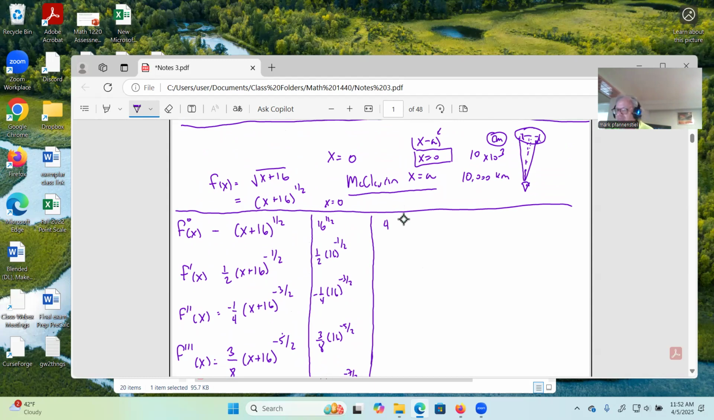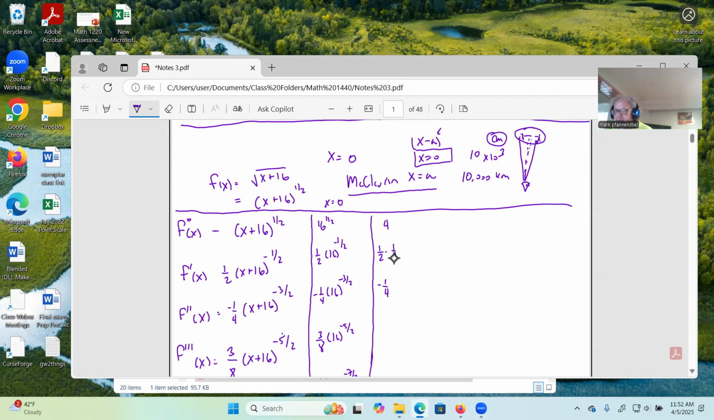We have 1/2 times 16 to the negative 1/2 power. 16 to the negative 1/2 power is going to be 1 over 4. So this is just going to be 1/2 times 1/4. Okay. And then the next little piece here. So we're going to say, okay, that's 4. And then we have 8. And then we'll go ahead and say this is going to be what? Negative, okay, negative 1/4.